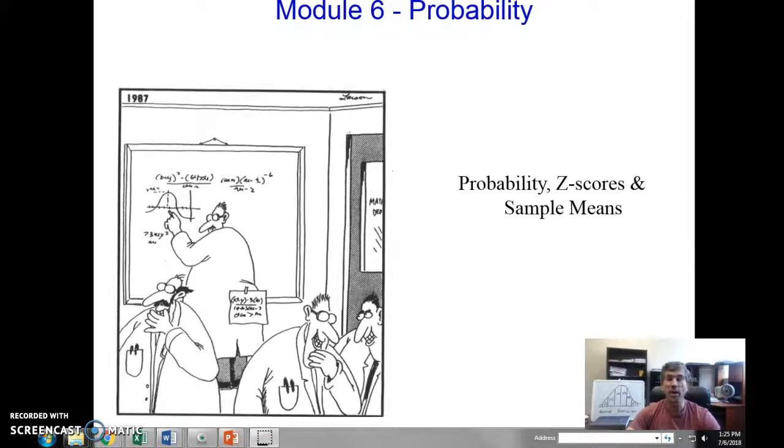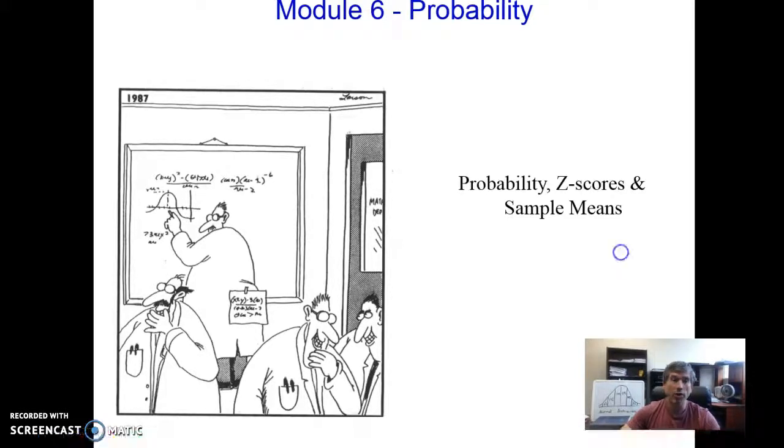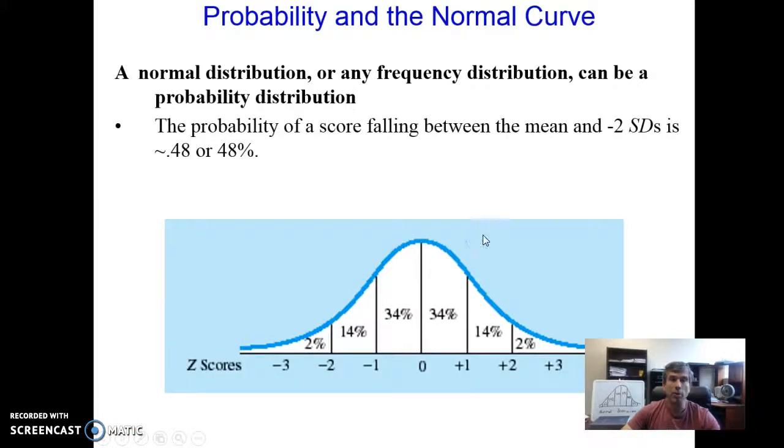Here, we again are going to connect probability with some aspects of samples using z-scores to talk about how we can place not just individual scores but sample means on a normal curve, and how we can calculate the probability of those placements using relative standing. So let's jump into it.